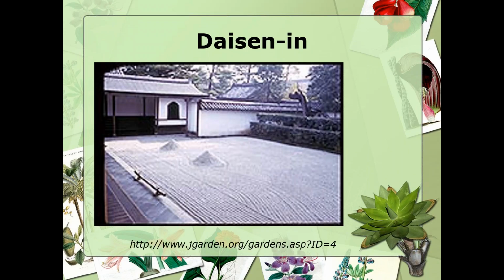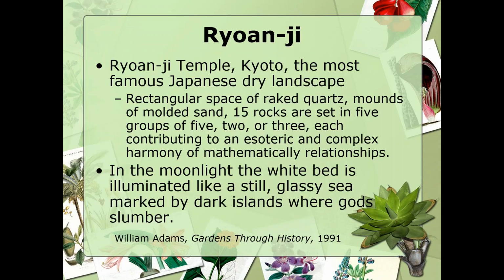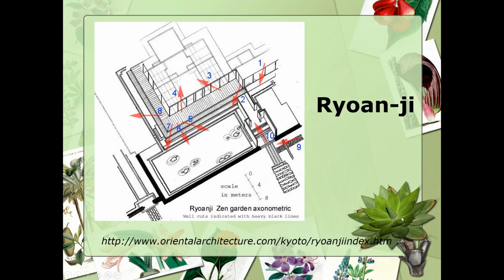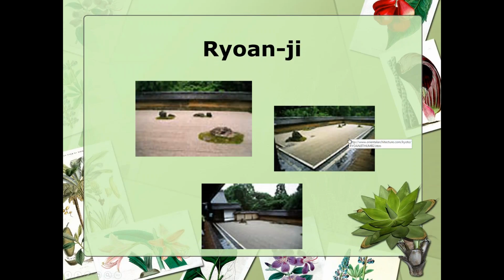And oftentimes they would have sand implemented inside their garden as well. So we see quartz mounds in the Ryoan-ji, 2 or 3 in each contributing to an esoteric and complex harmony of mathematical relationships. In the moonlight, the white bed is illuminated like a still, glassy sea marked by dark islands where the gods could slumber. And here we just have the placement of that entire quartz garden. And here's what the little vignettes of that would look like.